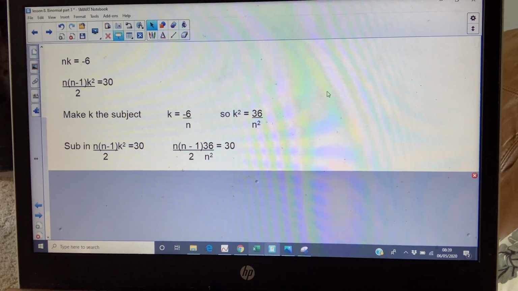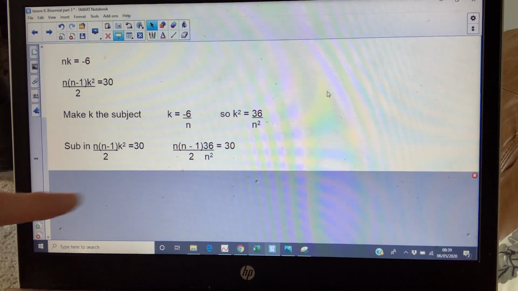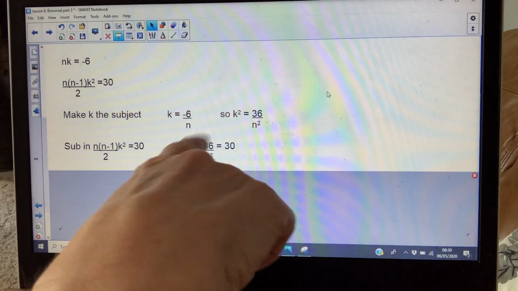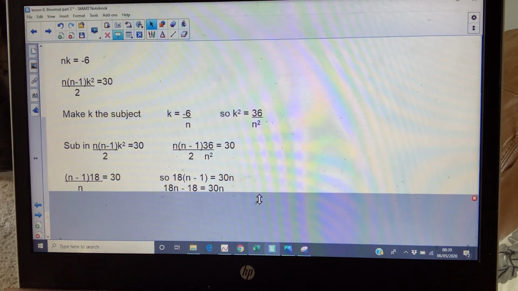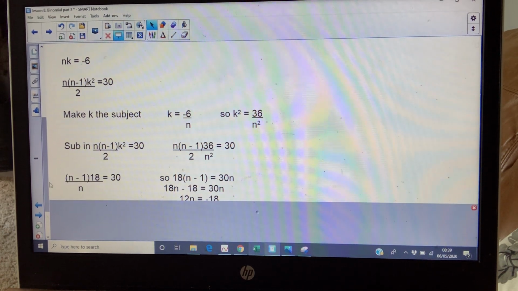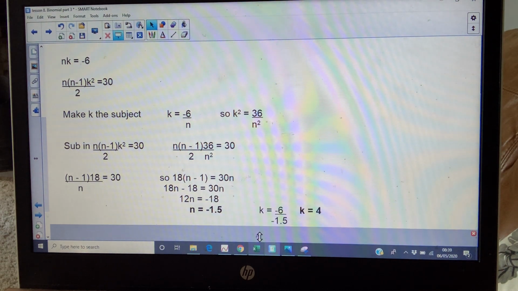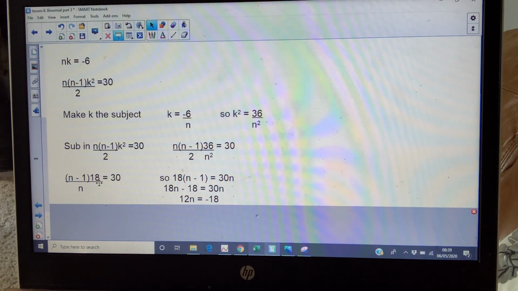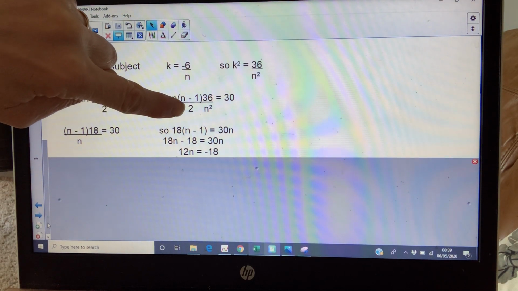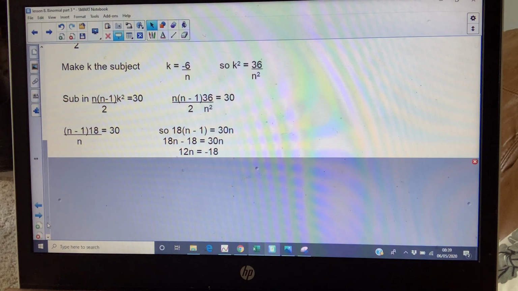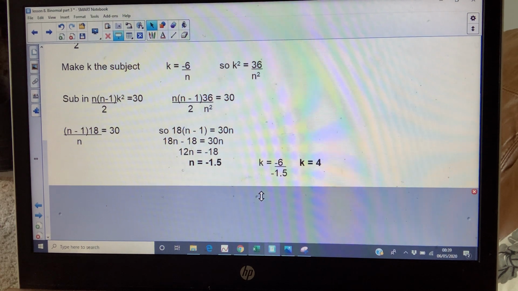I'm now simplifying it. And there are things that I could have done. I could have had a go at simplifying that a bit earlier, but I didn't. I've cancelled both those n's and I've cancelled that n with one of those and I've divided 36 by 2. So I've ended up with n minus 1 over n times 18 equals 30. I multiply both sides by n. And when I multiply both sides by n, I'm ending up with 18 bracket n minus 1 equals 30n. Multiply out that bracket. Take 18n off both sides, end up with n is 1.5.